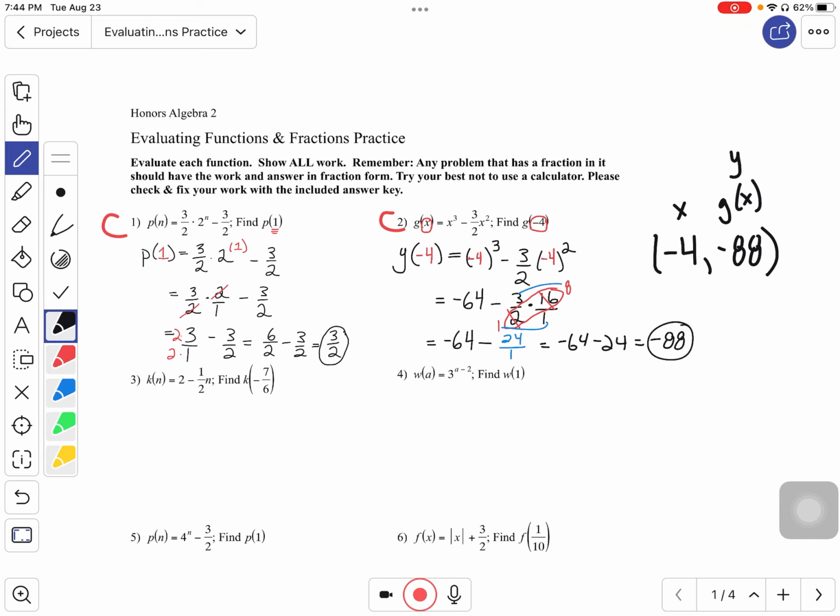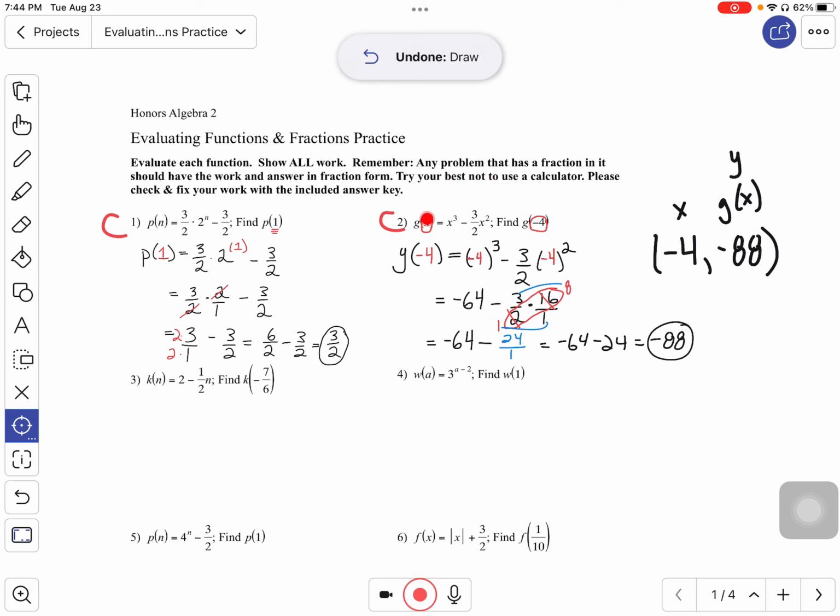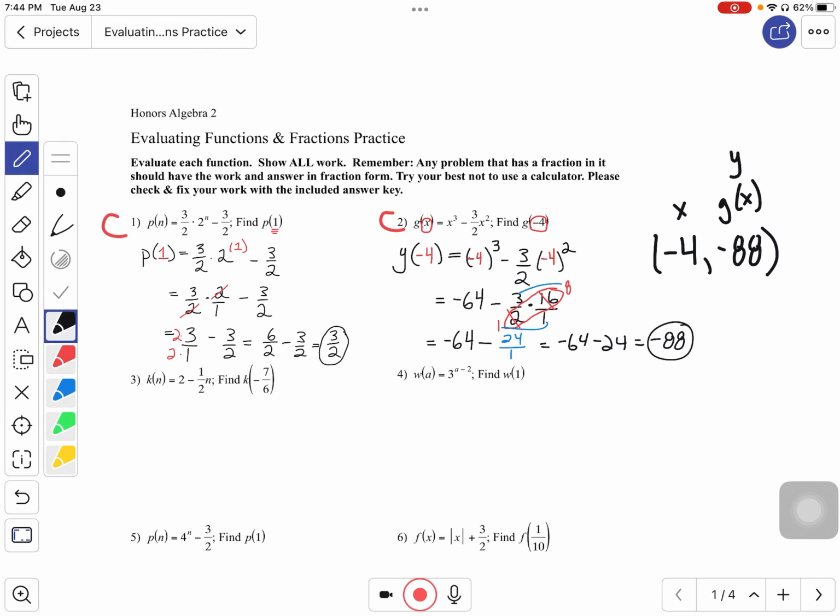Another way of writing your answer is to write it as an ordered pair. So what's cool about that is that this graph will actually contain the point negative 4, comma negative 88. So whether you want to write your answer as just a number or as an ordered pair, both are fantastic. So way to get this done.